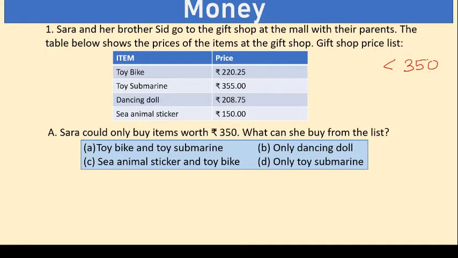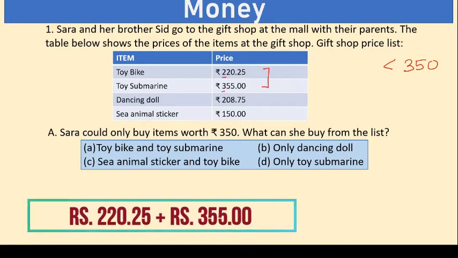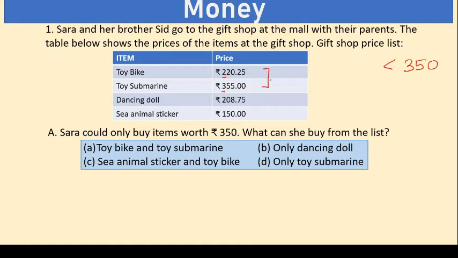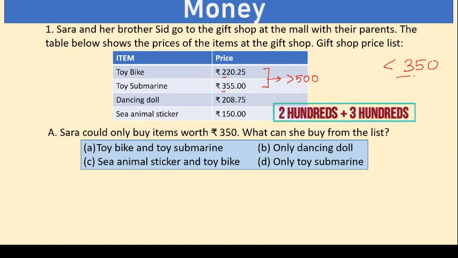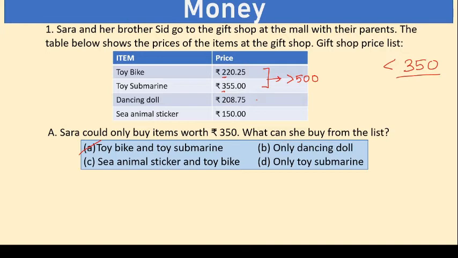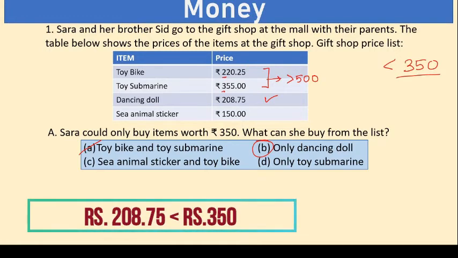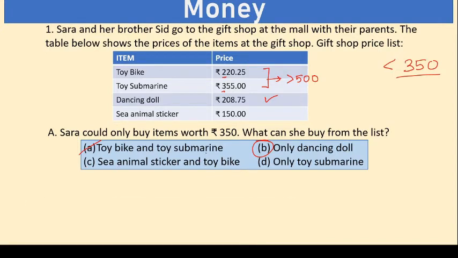Let's look at the first option, which is the toy bike and toy submarine. The toy bike is 220.25 and the toy submarine is 355.50. The sum of these two items would definitely be greater than 500. So this does not hold good because it's not less than 350. The next option is only the dancing doll. Let's look at that cost. That is 208.75. Well, it's very much within 350. So yes, this can be an option that Sarah can buy.